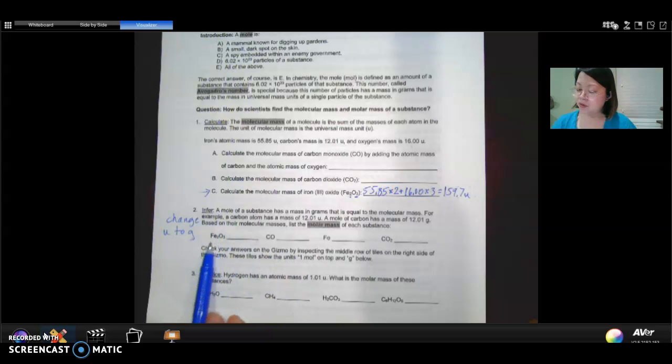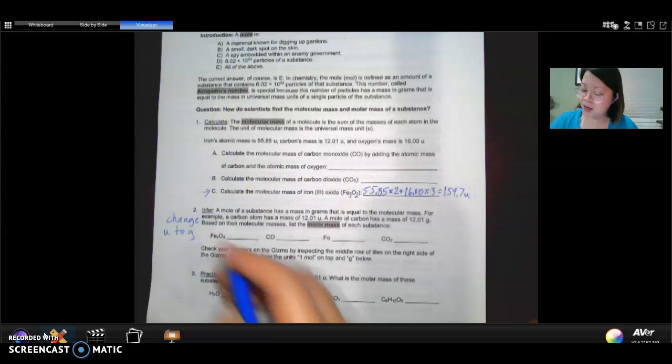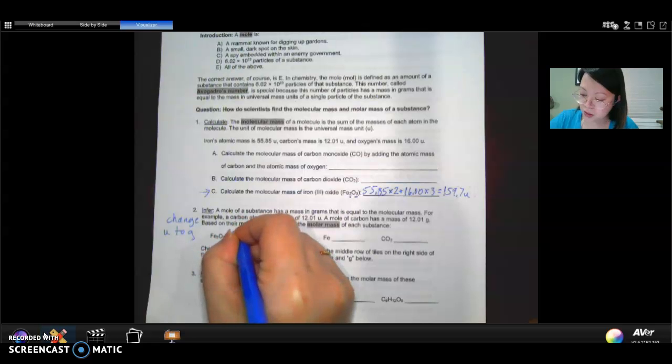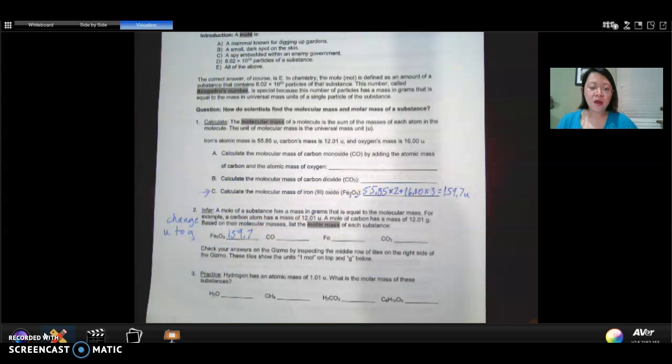So for Fe2O3, we had 159.7, and instead of writing the letter u, we're using g for grams because this is going to be the molar mass. This is how many grams equals 1 mole of Fe2O3.